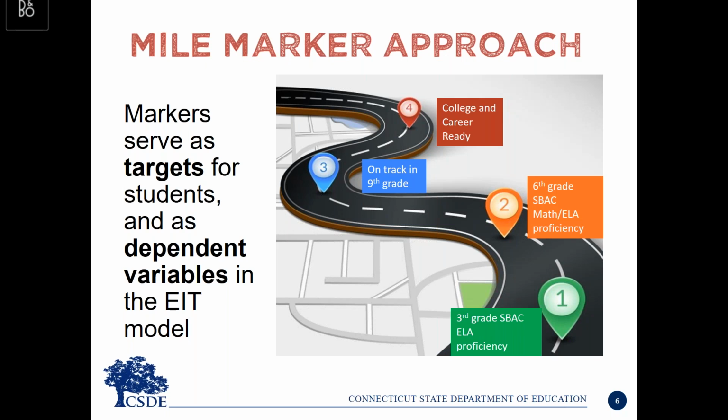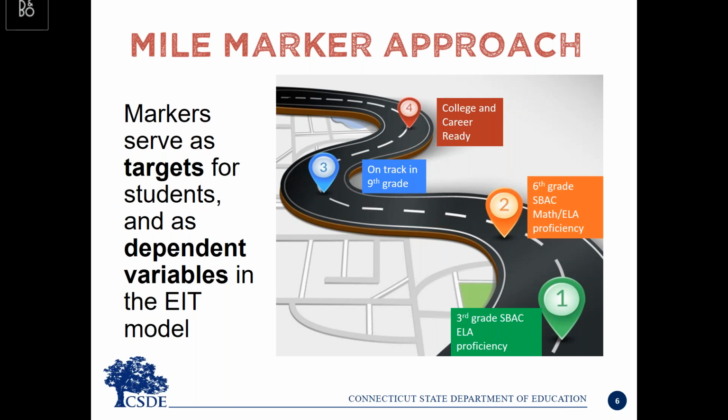And when I say that, this visualization will hopefully give you a better idea of how we're addressing early warning in Connecticut. We're using what we're calling a mile marker approach. So all students from grades 1 through 12 are in the early indication tool. For students in grades 1, 2, and 3, and you can see that milestone 1 on the bottom of the slide there, the milestone we're looking at is the student's likelihood of reaching ELA proficiency on the Smarter Balanced Assessment by the end of 3rd grade.